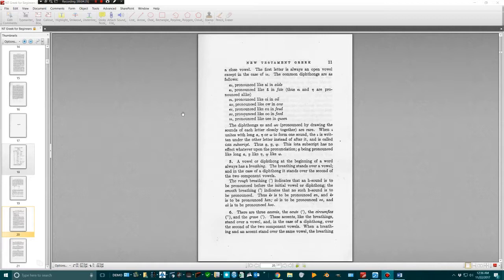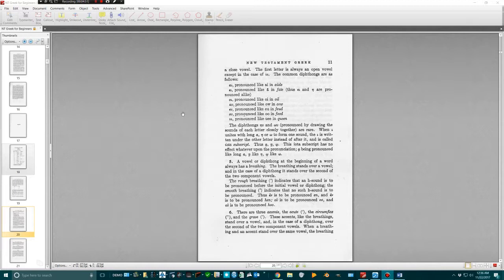Omicron upsilon, pronounced like an "oo" as in food. And an upsilon iota is pronounced like a "hwee" as in queen. These are the diphthongs. These are the common diphthongs. Are there other diphthongs?